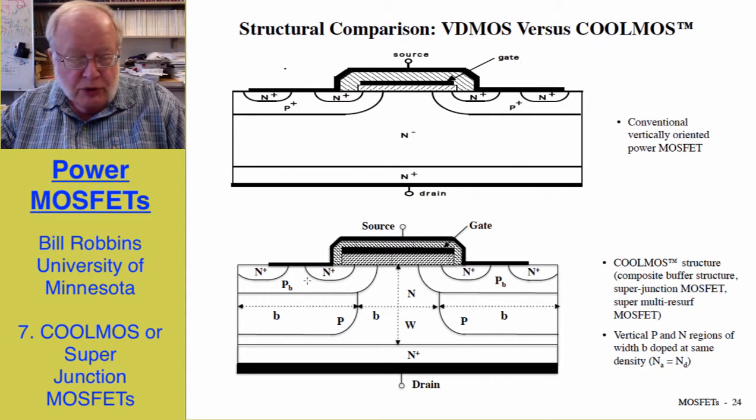These protrusions, or so-called p-type pillars, almost touch the N+ diffusion down by the drain, and generally the doping in the p-type pillar is identical to the doping magnitude in the n-type drift region. Moreover, the width of the p-type pillars and the n-type drift regions are the same, and I've designated that width as B. The overall vertical dimension of the drift region is designated as W.